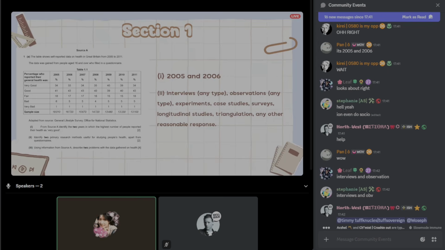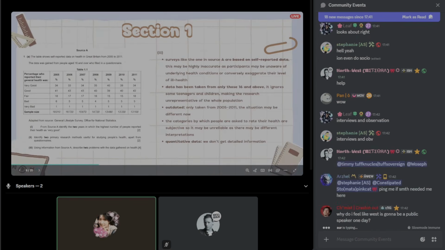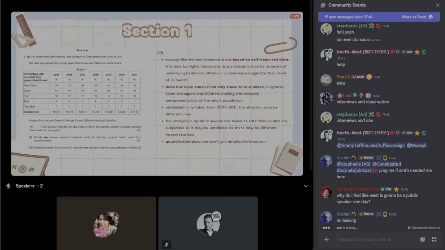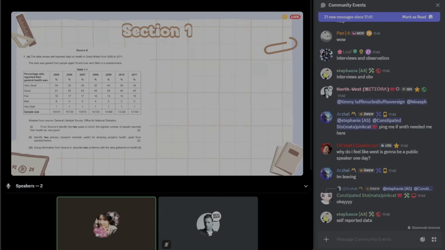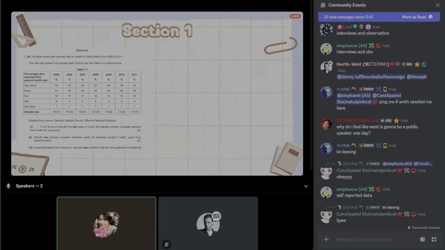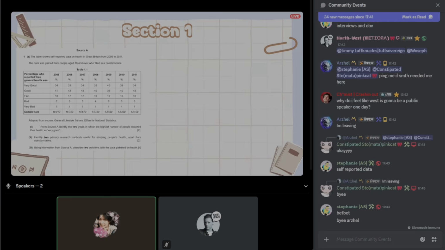So let's move on to the third one, part iii. The question here is: describe two problems with the data gathered on health. I know you guys can't see the mark scheme here, but there's much more to the mark scheme. Can anyone see any other problems with this other than the ones mentioned in the slide?